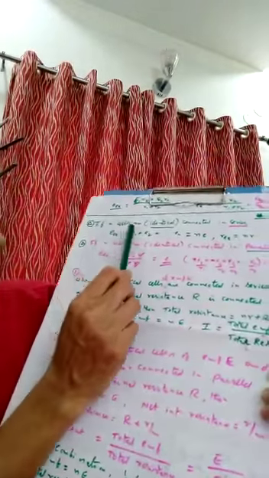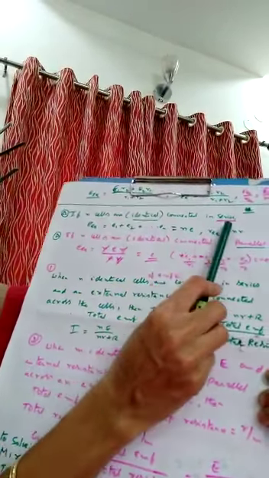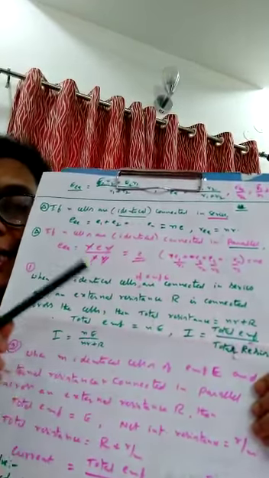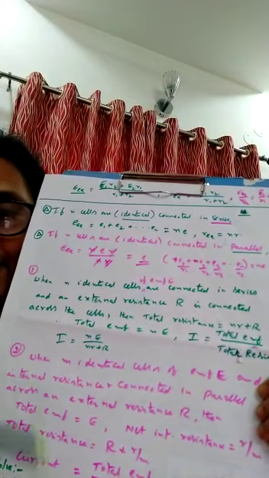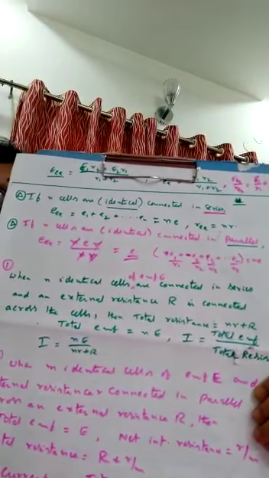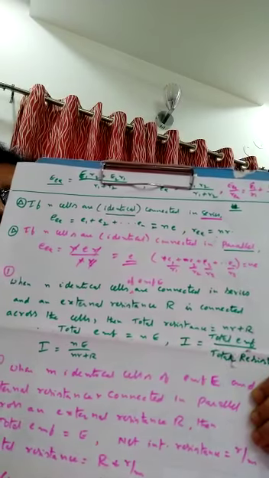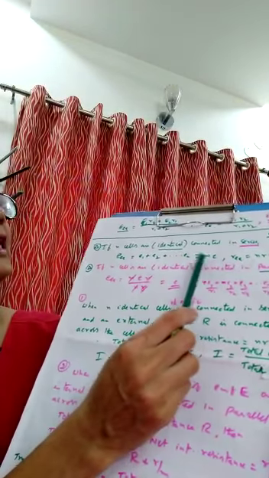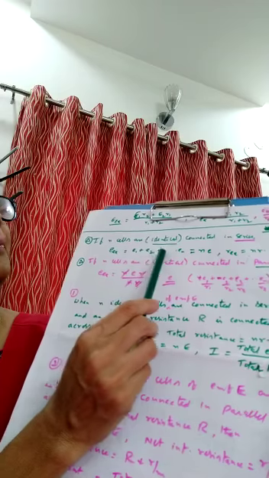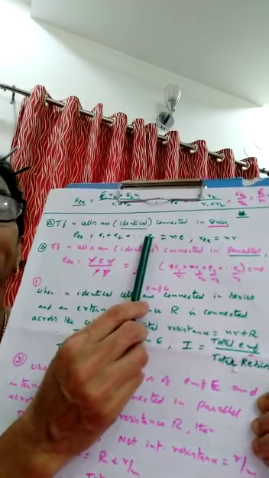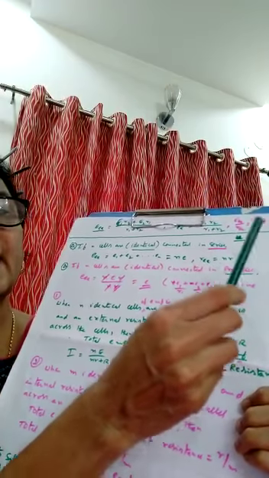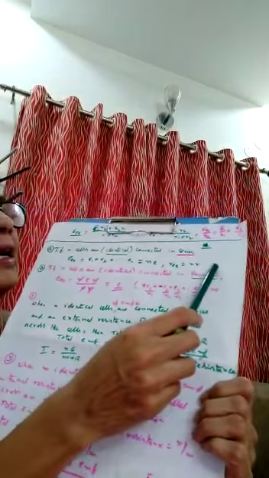Suppose n identical cells are connected in series. What does it mean? Identical means each cell has the same EMF E and the same internal resistance small r. All these n cells are connected in series. Then what will be the net equivalent EMF? It is E1 plus E2, that is E plus E plus E plus, like that how many times? N times. So we write nE, and R equivalent is equal to R1 plus R2, that is r plus r plus r and so on, that is nr.